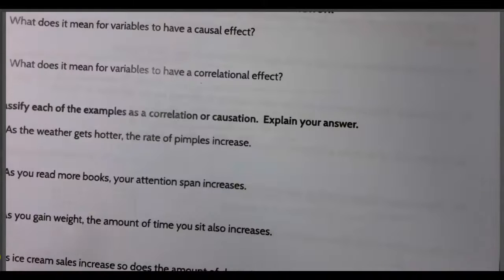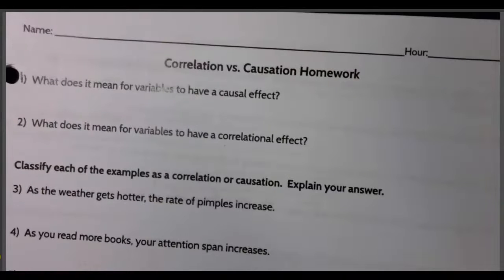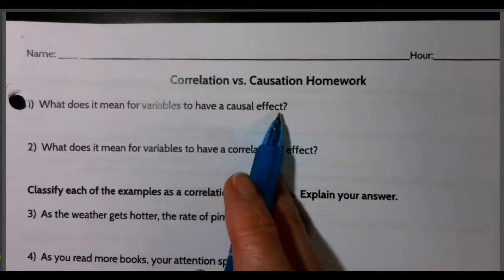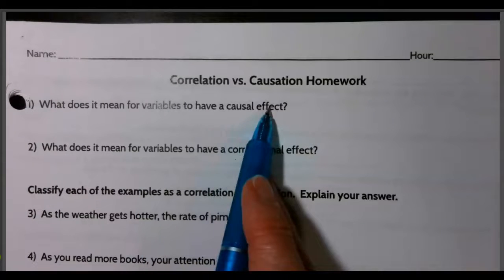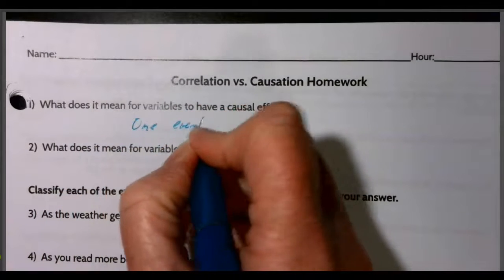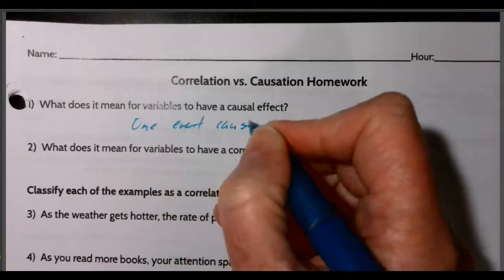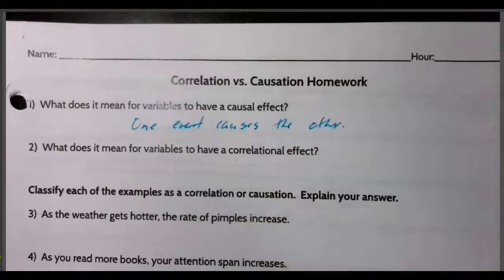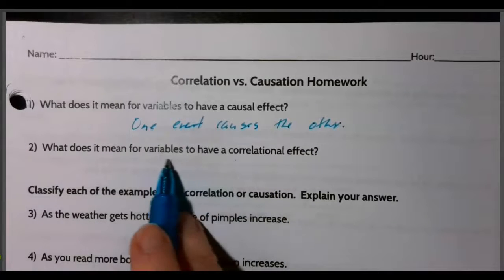Okay, let's look at what is to be the homework, and let's just talk about some of these. What does it mean for variables to have a causal effect? Okay, so what does it mean for variables to have a causal effect? I'll give you a second. If it's causation or a causal effect, it's that one event causes the other. One event causes or affects the other. For sure.